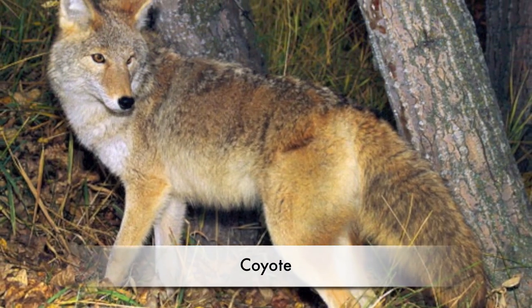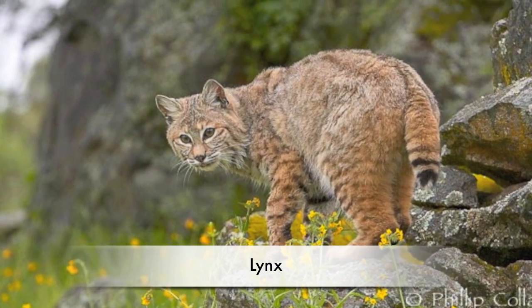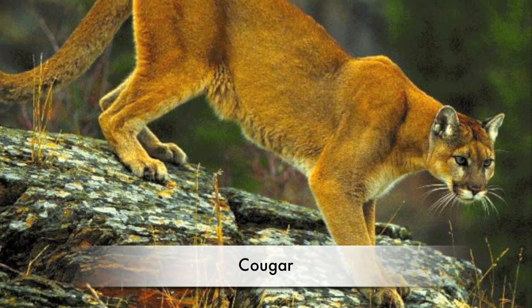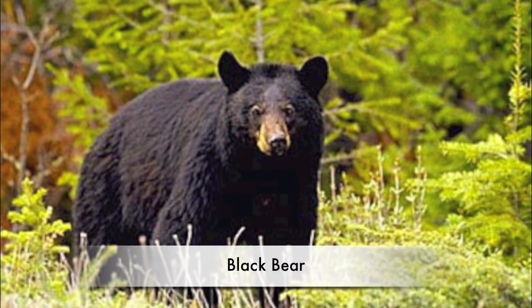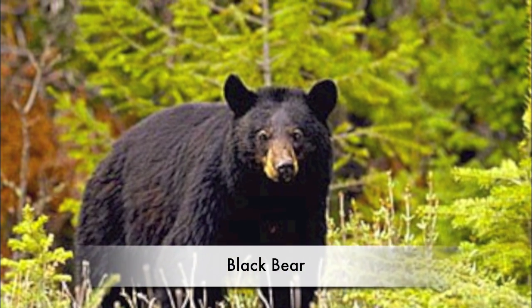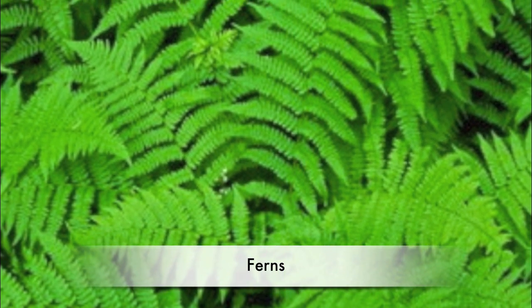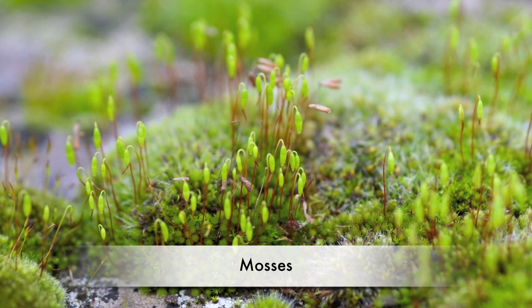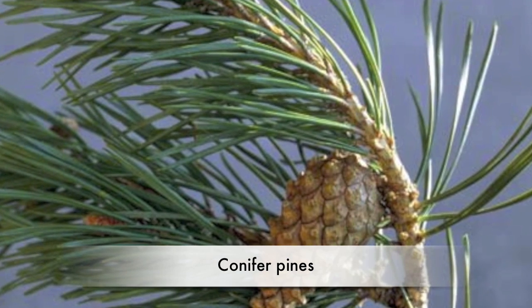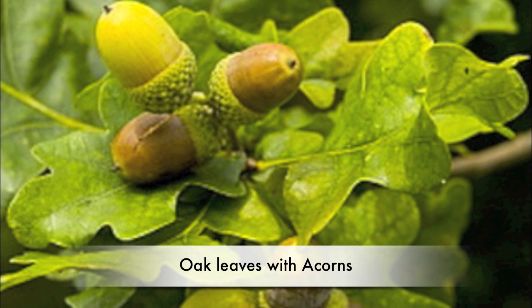The coyote, lynx, cougar, and black bear are all main consumers. When looking at the food web later, notice that they are considered tertiary consumers, or apex predators. Ferns, mosses, conifers, or pine trees, and oak trees are all examples of primary producers. They provide oxygen and food necessary for other animals to live.